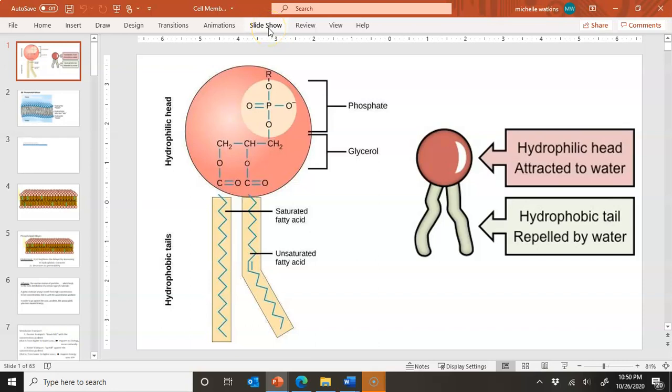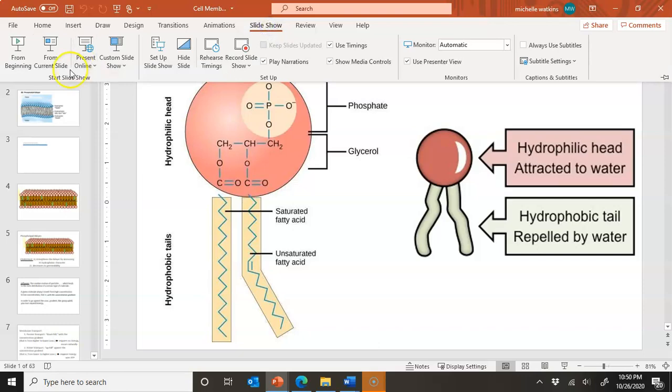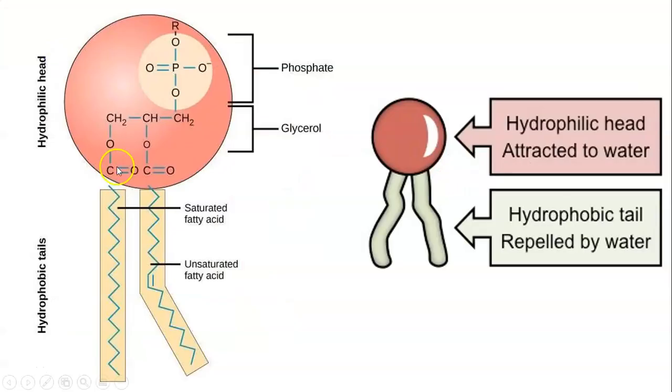This is cell membrane and metabolism. All right, we begin with the most important molecule for the cell membrane, the phospholipid.